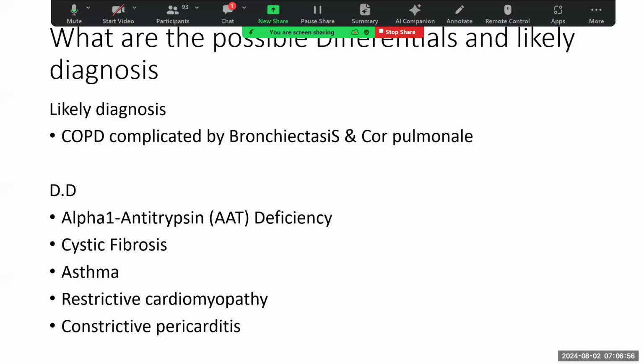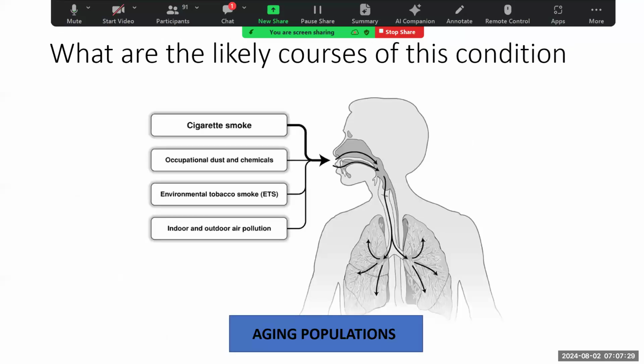And then a likely diagnosis, like I mentioned earlier, could be COPD that is complicated by bronchiectasis and cor pulmonale. The possible differentials for this patient could be alpha-1 antitrypsin deficiency, which could be a cause of COPD. The patient may have cystic fibrosis. The patient may actually have asthma. Then restrictive cardiomyopathy and constrictive pericarditis, because the heart size of this patient appears normal, so it may not be suggestive of a congestive cardiac failure.